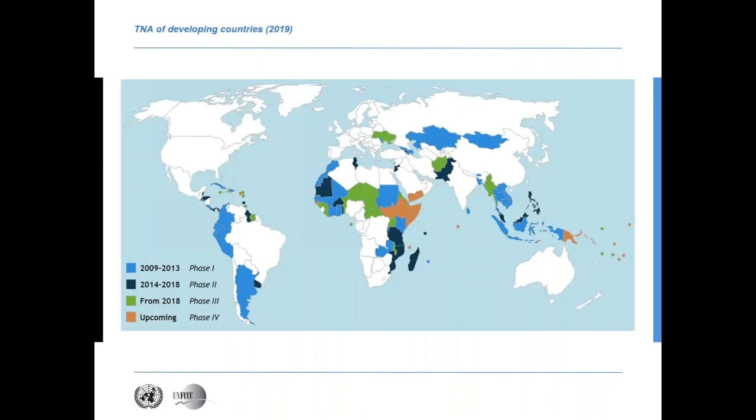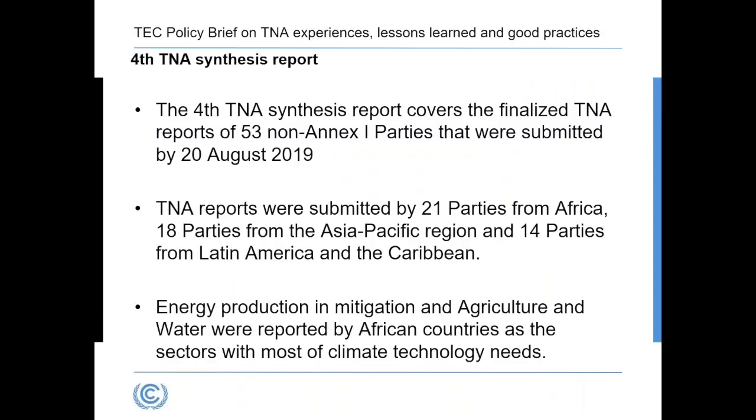Now you see a little bit under the picture how the phases are distributed throughout the developing countries. In the fourth synthesis report, we were pleased to look at 53 parties, which were in both phase 1 and phase 2, and it's a big group. You can see it's a really representative group. Out of those, we have 21 from Africa, which is the most out of these 53. So Africa is also one of the key partners for us in terms of looking at where we can go from TNA to implementation.